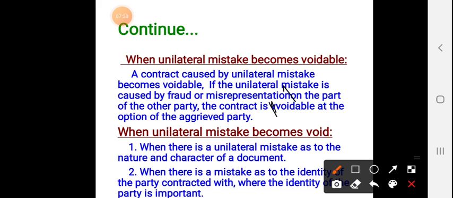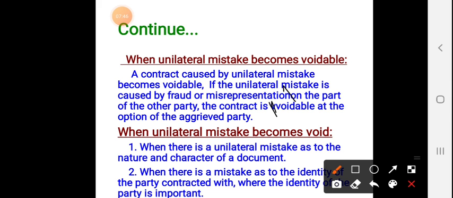Next, when a unilateral mistake is voidable, the aggrieved party can avoid it if there is fraud and misrepresentation. In some cases the unilateral mistake makes the contract void. The cases are when there is a unilateral mistake as to the nature and character of a document.